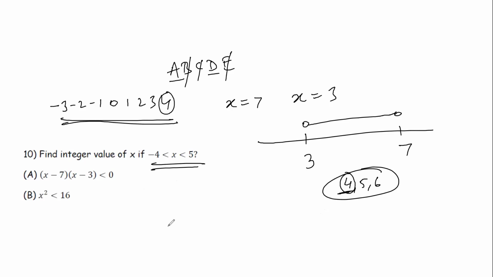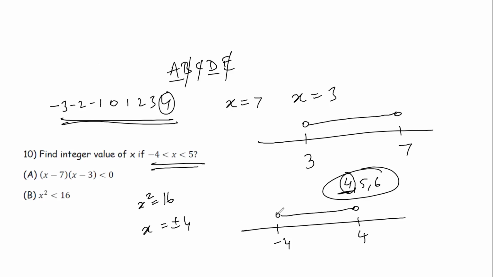Now, statement 2. x square is less than 16. So we solve it as equal to 16. When x square is equal to 16, x is plus or minus 4. So on the number line, we have -4 and +4, and those are the limits. In between those limits, because it's less than, all the values between -4 and 4 are -3, -2, -1, 0, 1, 2, and 3.